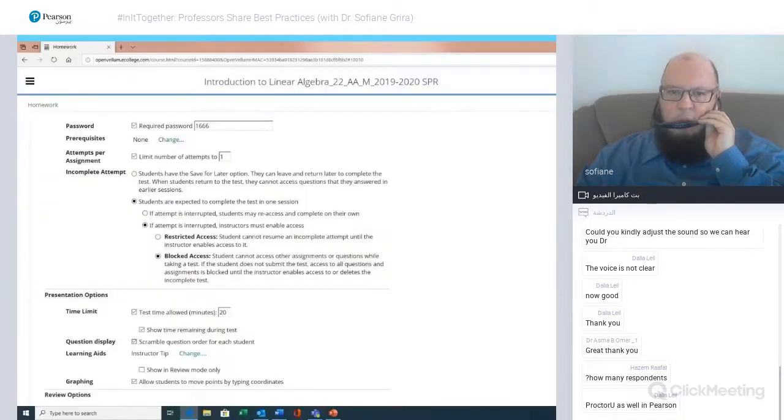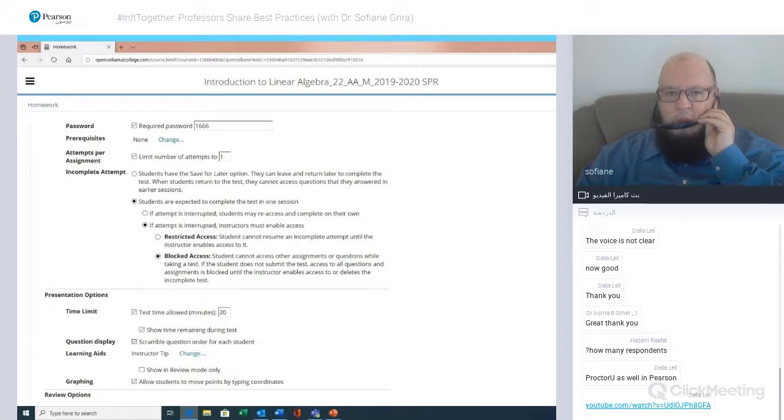I can show you here. This is, for example, the option you have to set up the exam or the homework. We have a feature here in MyLab+. You have to click here: students are expected to complete the test in one session. Then you block the access. This is important. When you block the access, the students cannot access other assignments or questions while taking the test. Then you have to put the time limit. You have to scramble the question order.